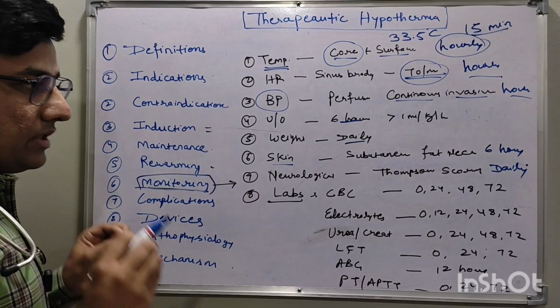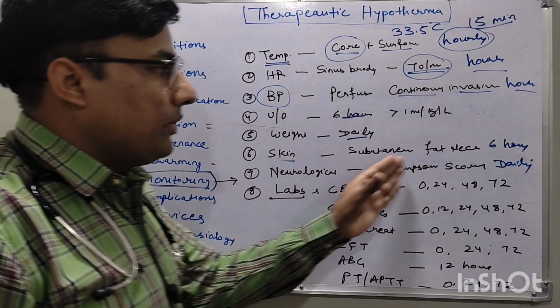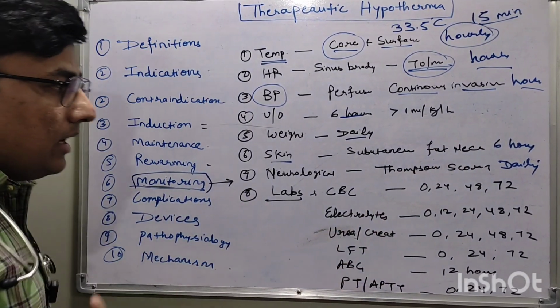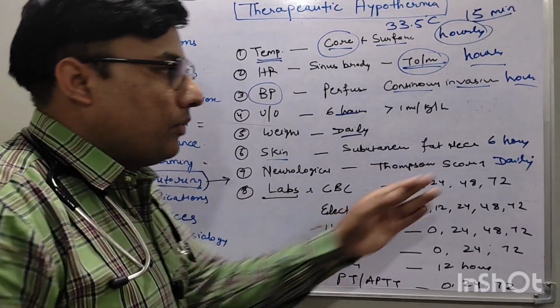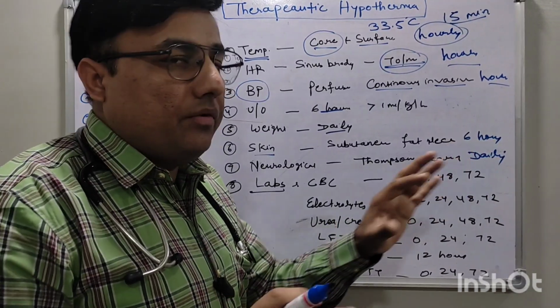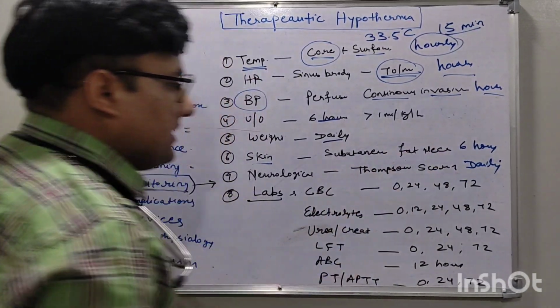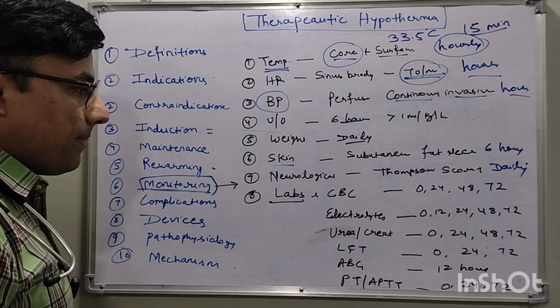Next is skin. Therapeutic hypothermia can cause subcutaneous fat necrosis, or some pressure sores can happen in HIE babies. For that, skin we should monitor in each shift, 6 hourly. We can change the position also, and we should assess for skin damage every 6 hours.